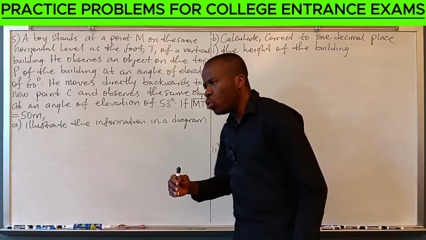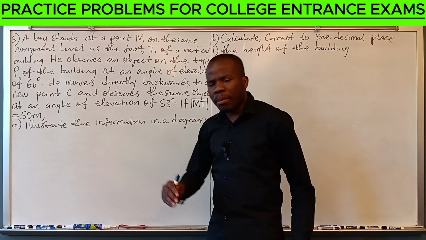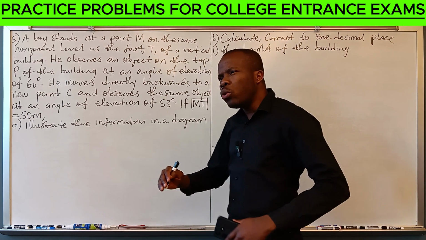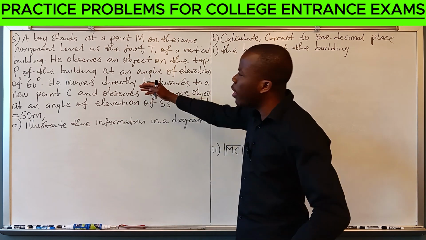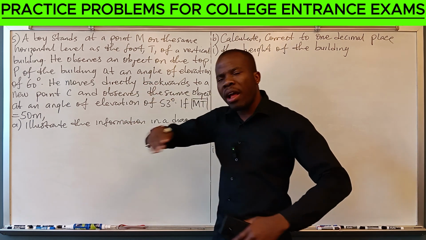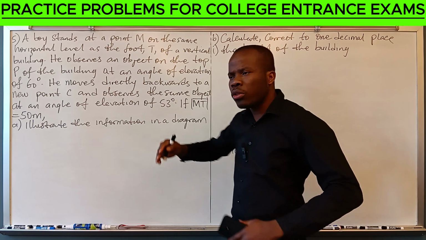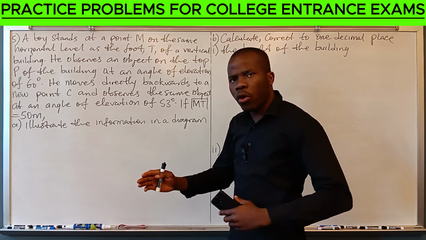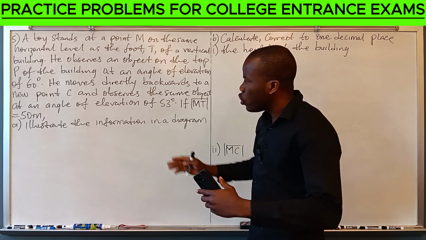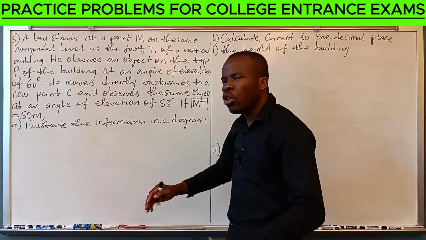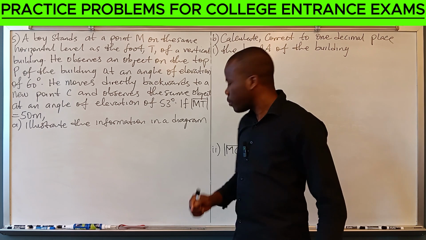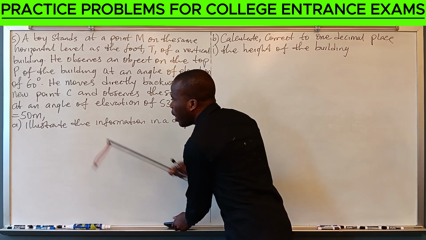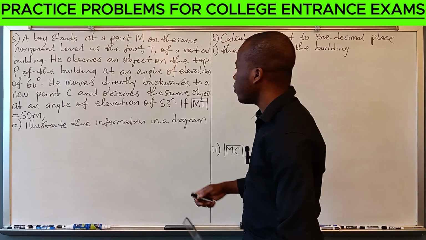One thing you should know how to do as a mathematics student is to be able to illustrate a word problem like this of angle of elevation and depression in a diagram. Because if you find it difficult to illustrate things like this in a diagram, you hardly can solve it. So let's go. How do we illustrate this in a diagram?